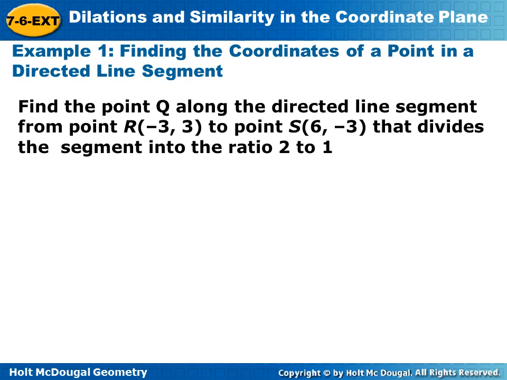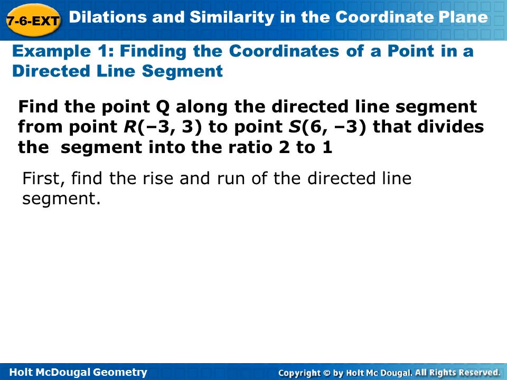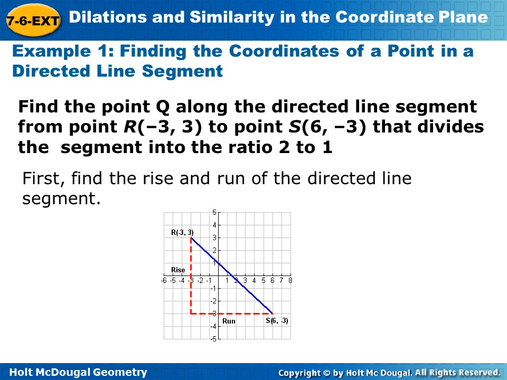In order to do this, we want to find a point Q along the directed line segment from R to point S that divides the segment into the ratio 2 to 1. First, we find the rise and run of the directed line segment. So here we look at our picture, we've plotted both points, and the blue line is the line connecting them, and we've drawn a right triangle using the red dotted lines to do our rise and run.